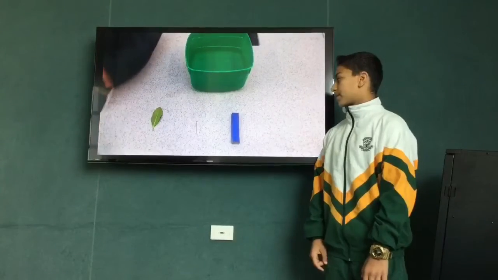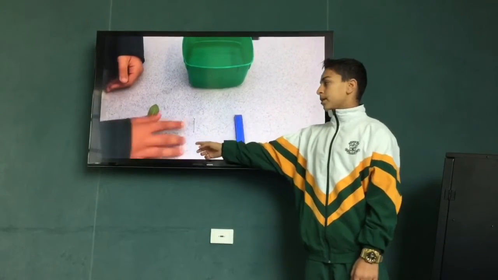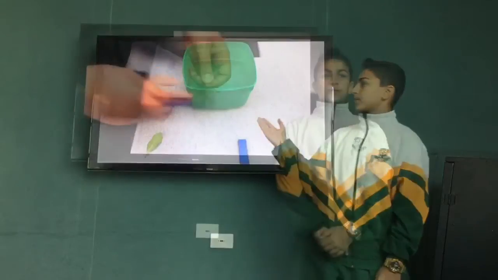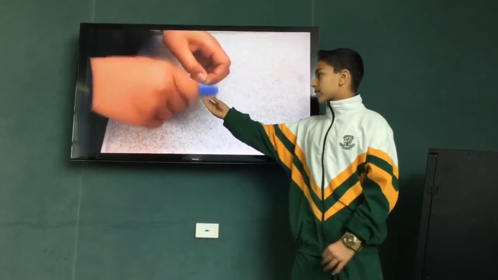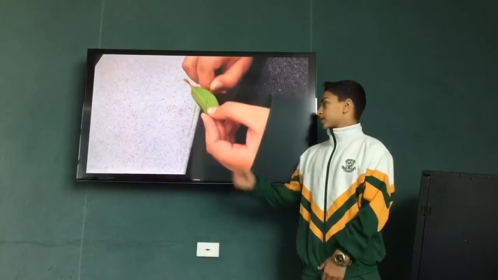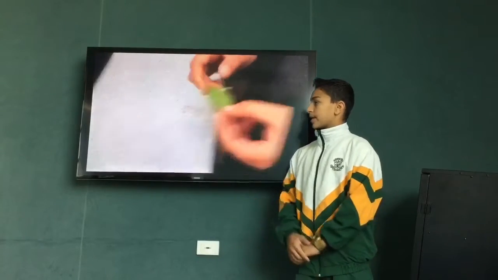For the second experiment, we need a magnet, a pin, a leaf, and a tub full of water. The first step you need to do is magnetize your pin. Step 2. Put the magnetized pin on the leaf and then place it in the water.